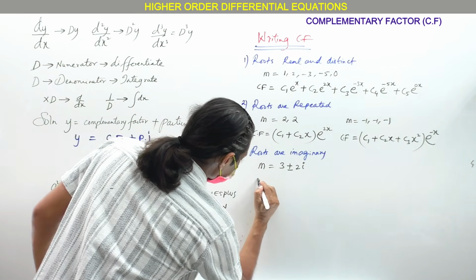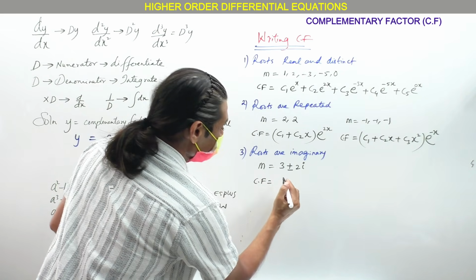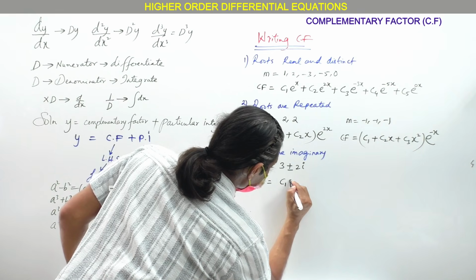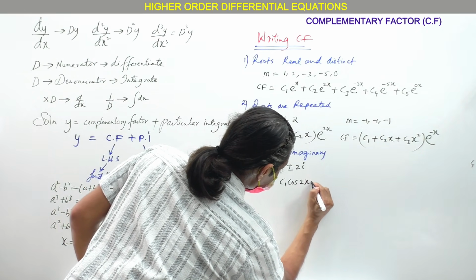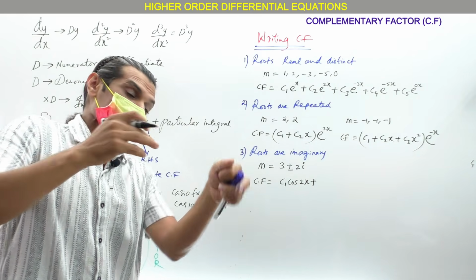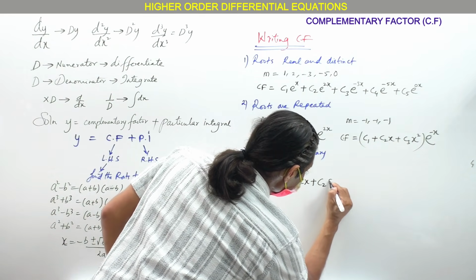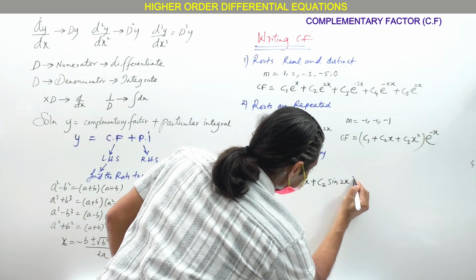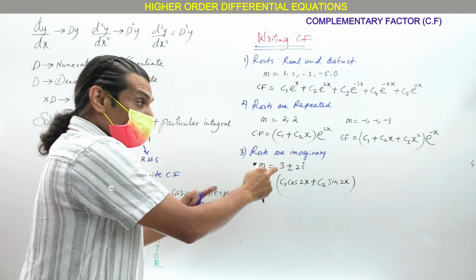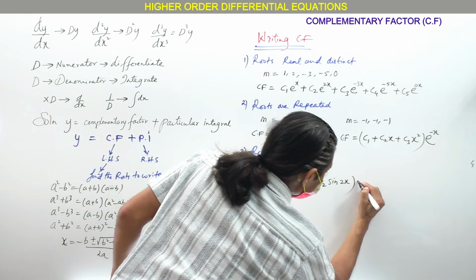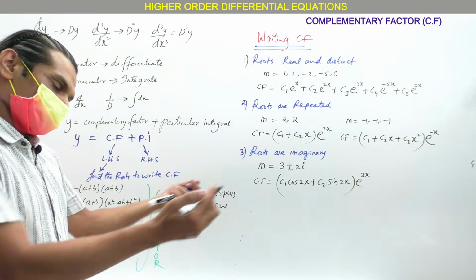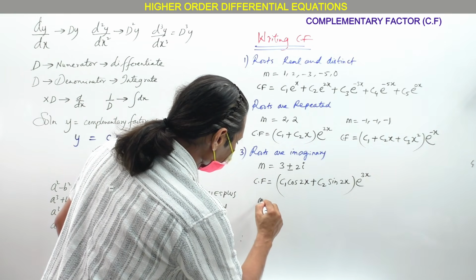Very simple. The complementary factor is written as, see, for the imaginary term, cosine sine always. C1 cos of 2x plus C2 sine of 2x whole bracket, since i is imaginary, for that only we assign cosine and sine. What's the real term? Real and imaginary, that's conjugate. What's the real term here? 3, into e raised to 3x. That's it.